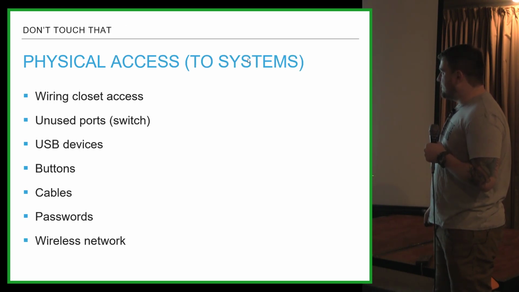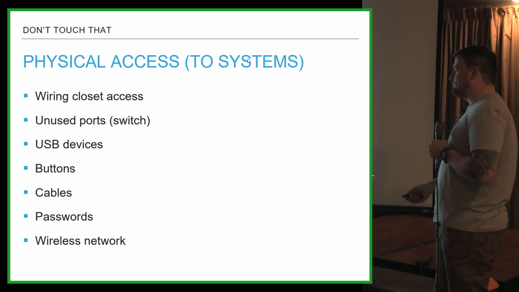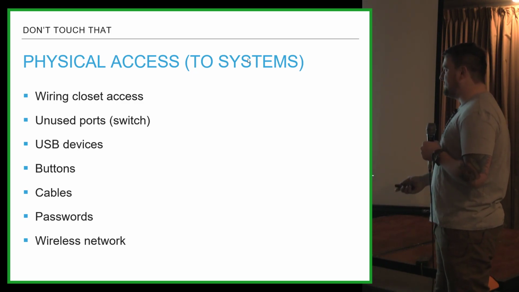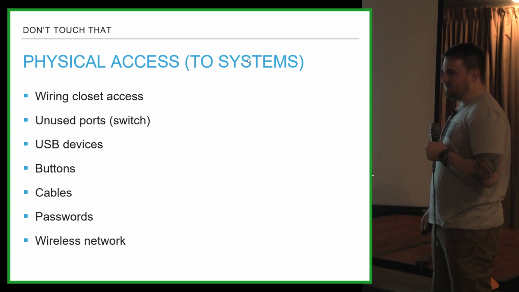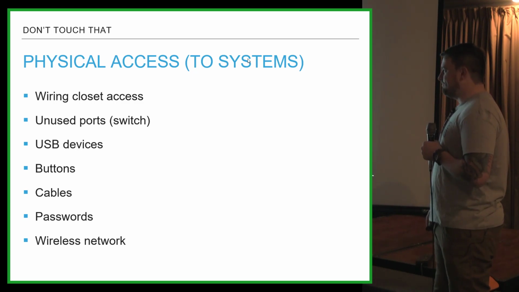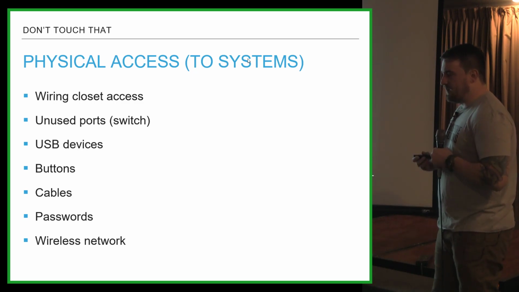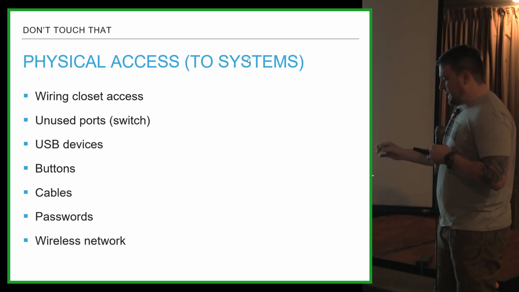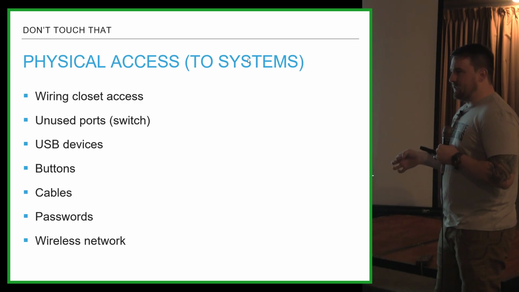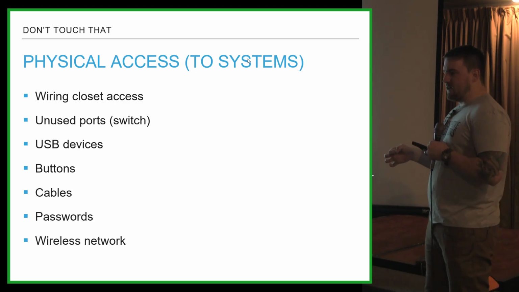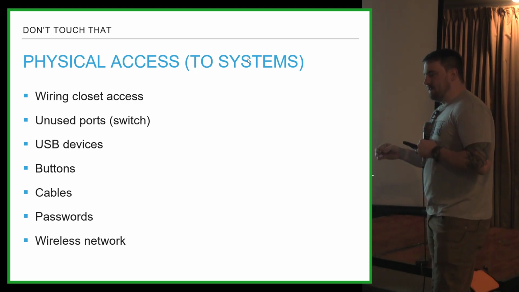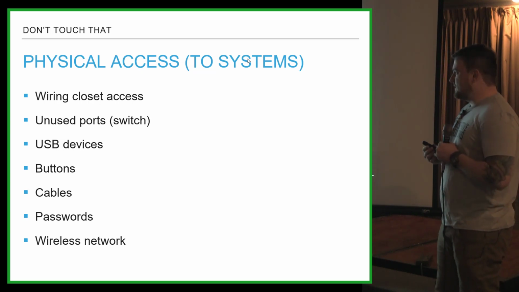So, physical access to systems. Don't leave your wiring closets unlocked. Disable unused ports. Don't have exposed USB ports. Don't leave your cables exposed. Believe it or not, people can actually put a tap around an Ethernet cable to get the electromagnetic emanations off of the twisted pairs. It's a thing that's been done.